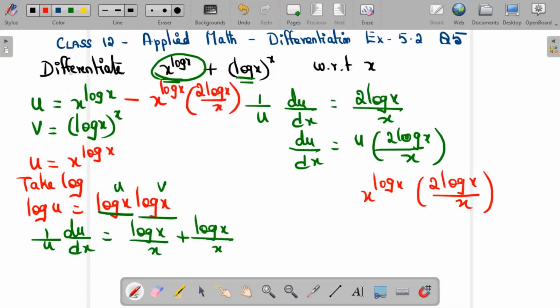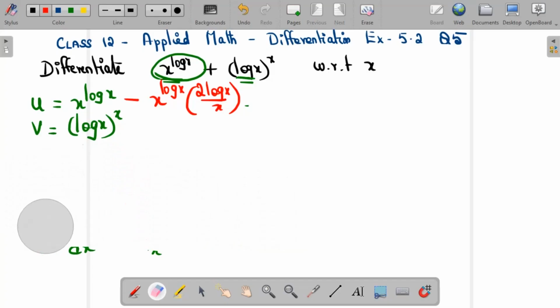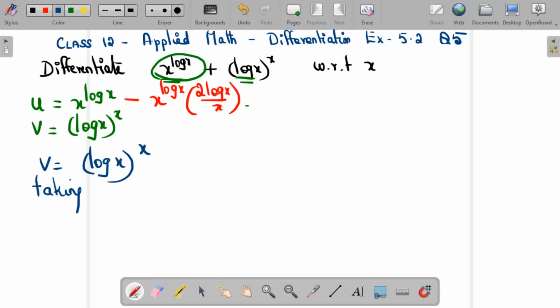Now let's differentiate this v term so that you can combine the answer and write it again. So now let's take v. V is equal to log x the whole power x. I'm going to take log on both sides. So taking log this side, it is log v is equal to x log of log x. So here this is a power m, so m log a, where a itself is log x, so log of log x.